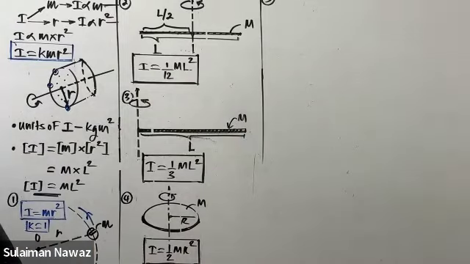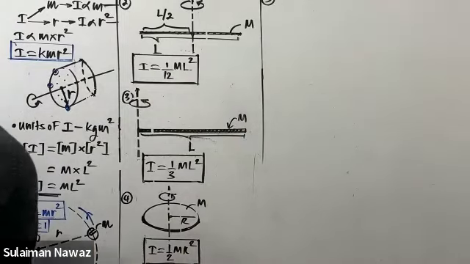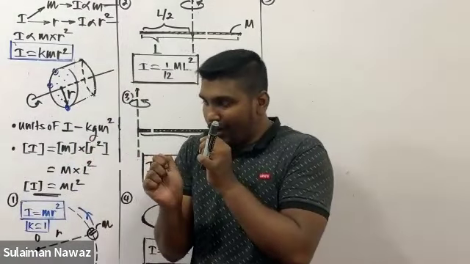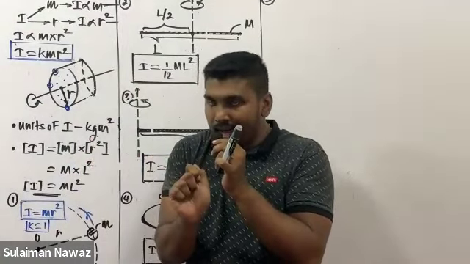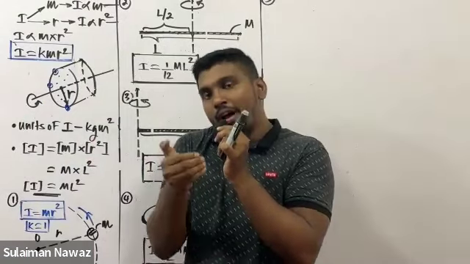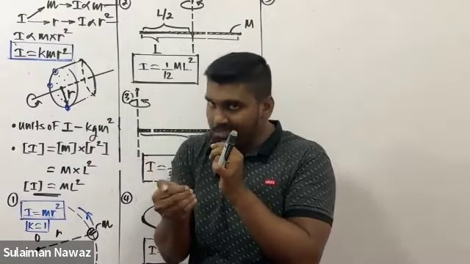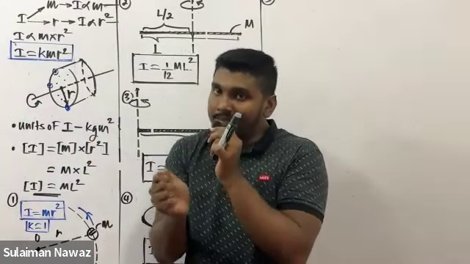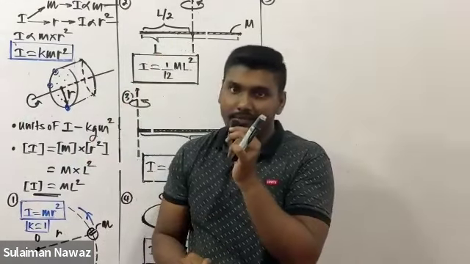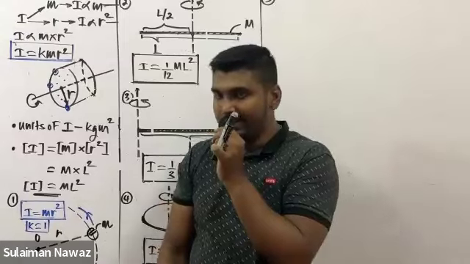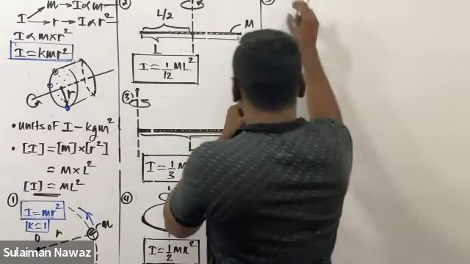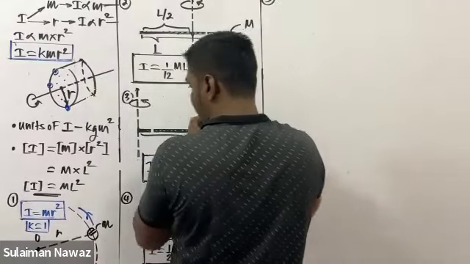Now for the next one, you write the sentence. If I talk about a solid cylinder of radius capital R and mass capital M, what do you want to do? Moment of inertia of a solid cylinder of radius capital R and mass capital M about an axis passing through the center. So the next one is the solid cylinder.